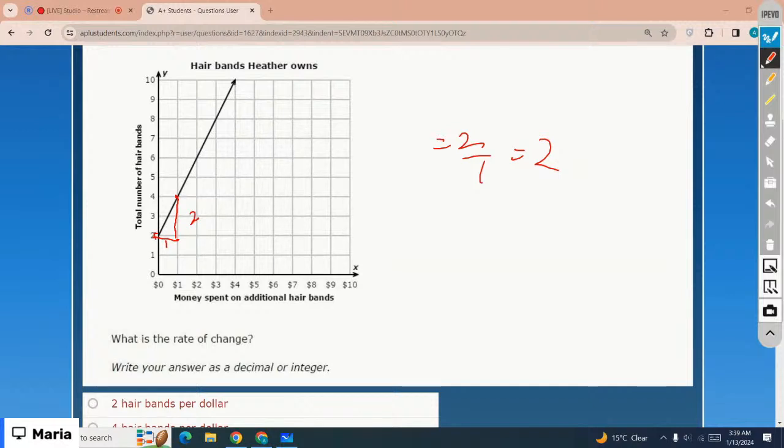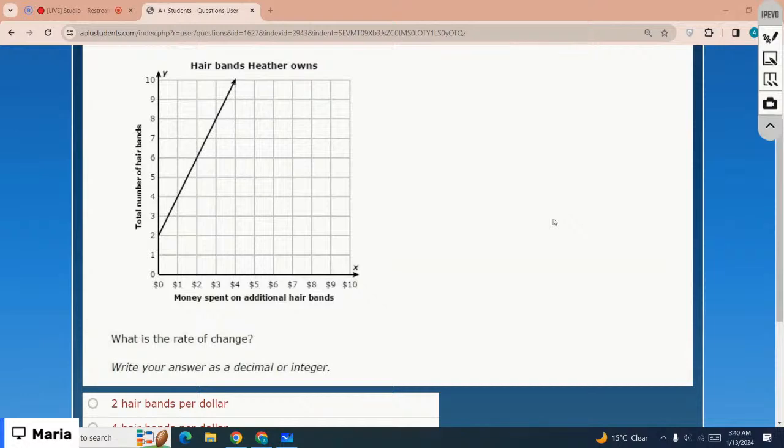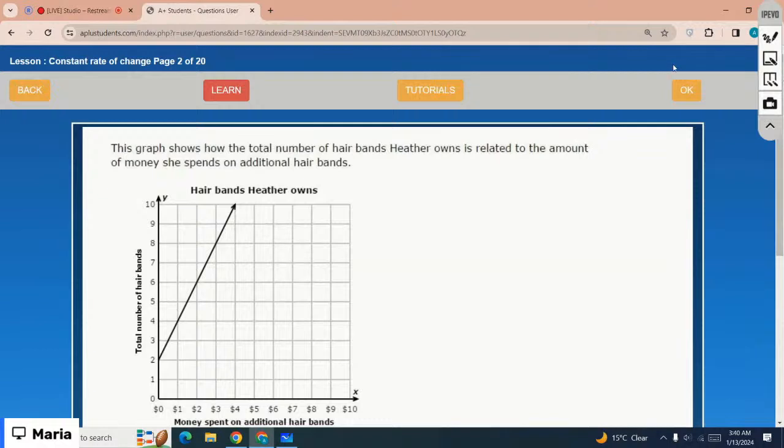Got it? When you are given a graph, it is very easy to calculate the slope like I did just now. I will explain this method for the next question so that you can calculate the slope very easily, right?